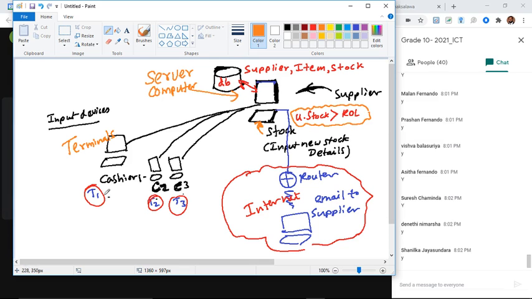No need to go with this T1, T2, T3. It means any transaction happening in this cashier, any process happening with the cashier. Terminals, okay. So all the processes through this terminal are performed inside this main server.